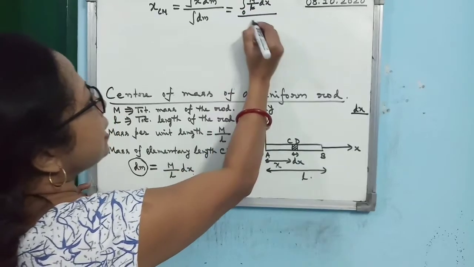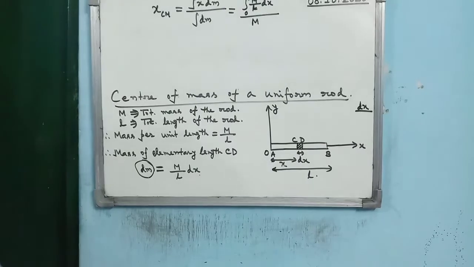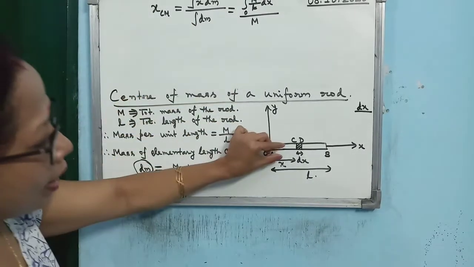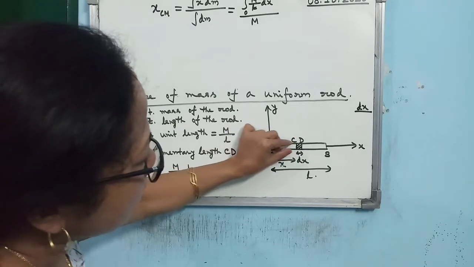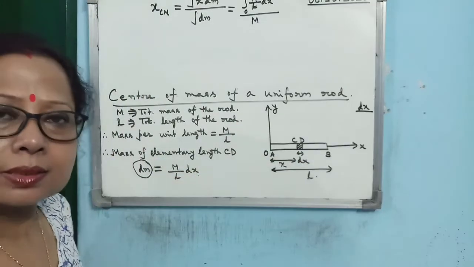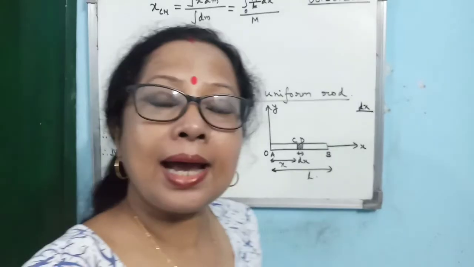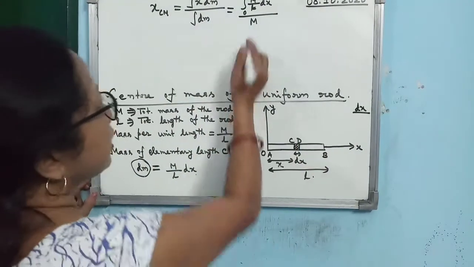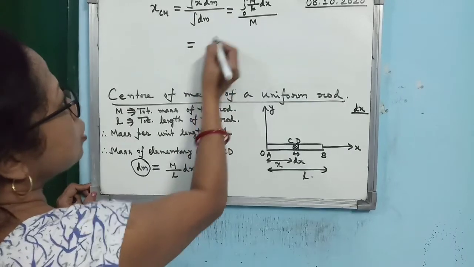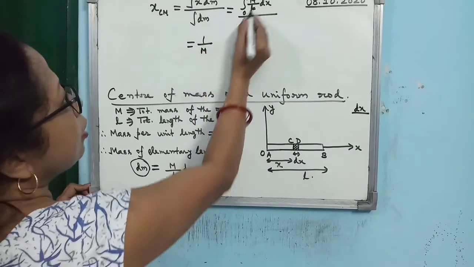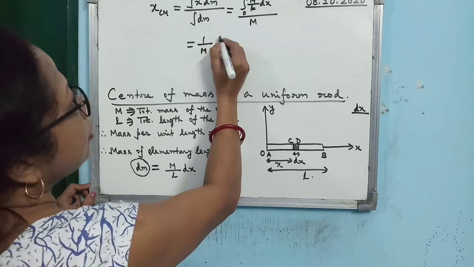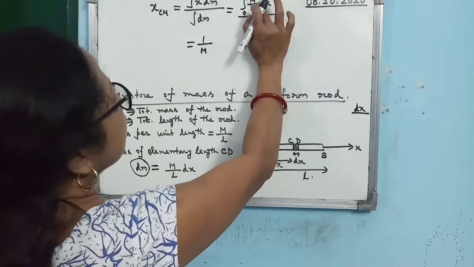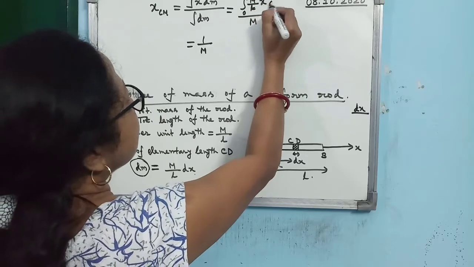And integration dm is nothing but the total mass. Integration means summation. So integration dm means you are adding all the elementary masses. If you add all the elementary masses, what you will get? You will get the entire mass of the system, the entire mass of the rod here. So you can write it as m. You can take m outside. Sorry, here x I forgot to write. So it will be m by L x dx.